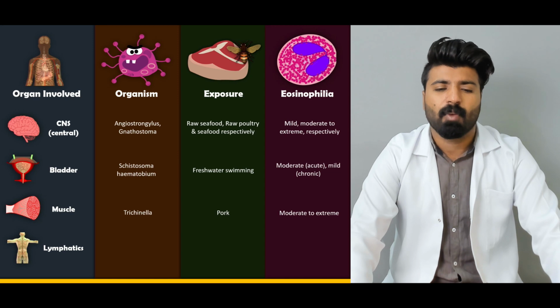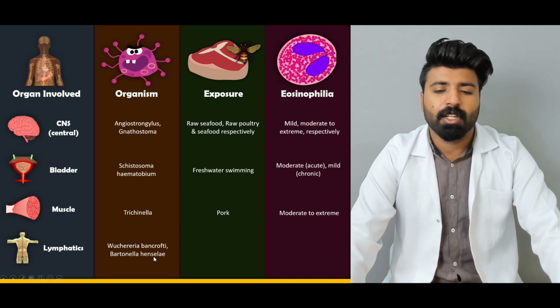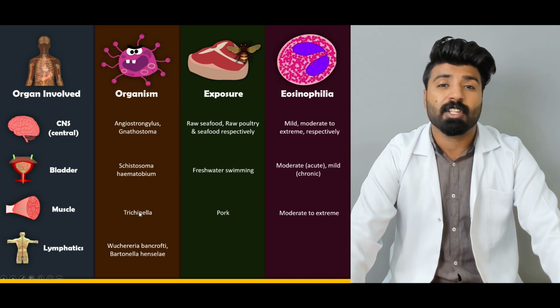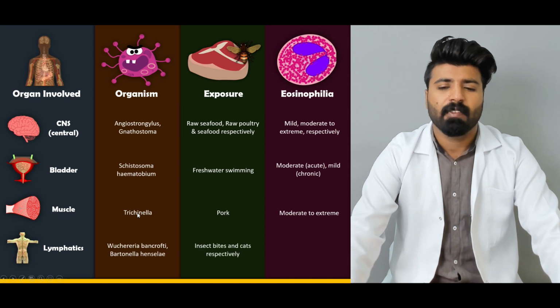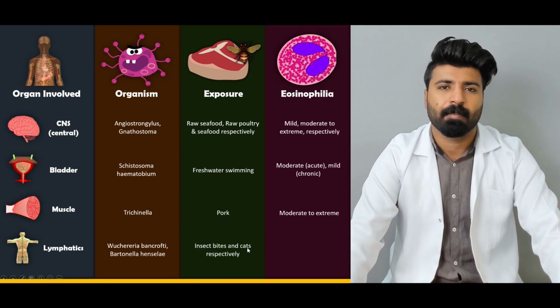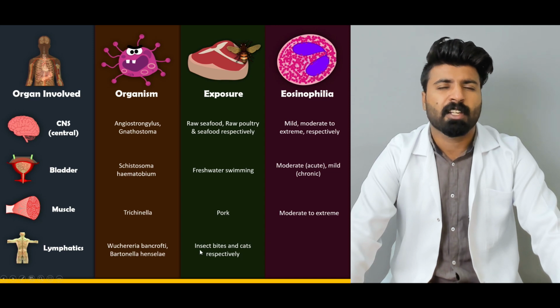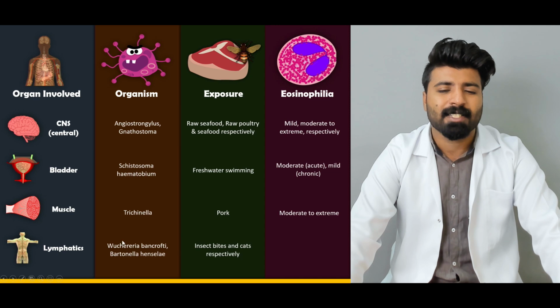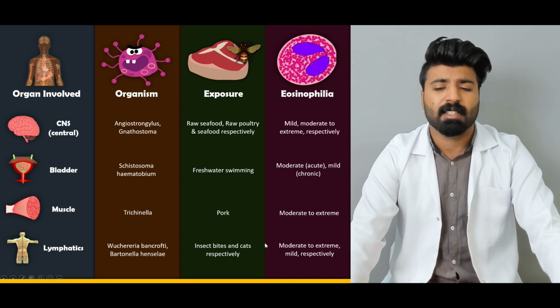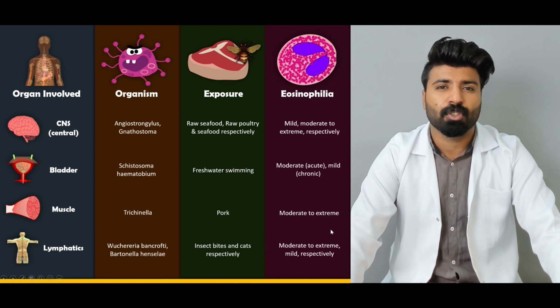Now, what other organ? Let's talk about lymphatics. Which microorganisms infect the lymphatics? Wuchereria bancrofti and Bartonella henselae. Now, these are the two organisms which infect your lymphatics. And how do they get there? They get there through insect bites and cats, respectively. So, again, social history is very important. We talked about pet history. Has your cat bitten you? No or yes? Or has it scratched you? Or have you been subjected to any kind of insect bites? Now, these bites can introduce these two organisms and they can infect the lymphatics. And in this condition, again, moderate to severe level of eosinophilia is present.